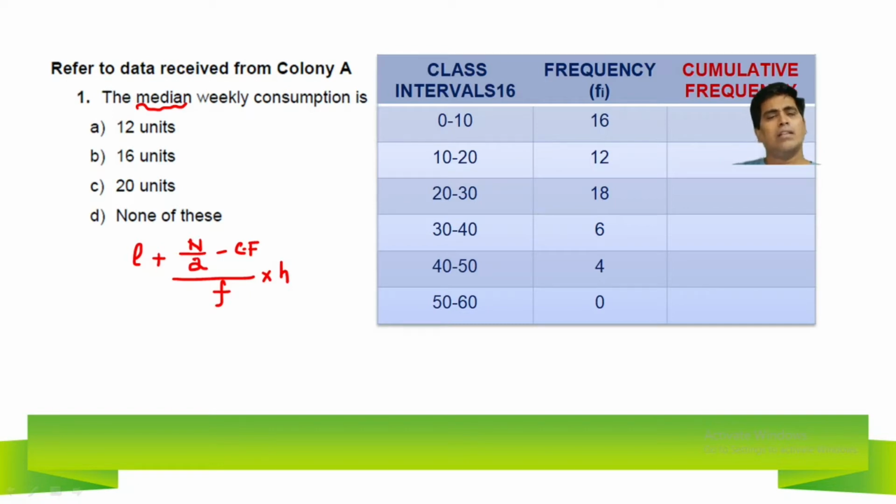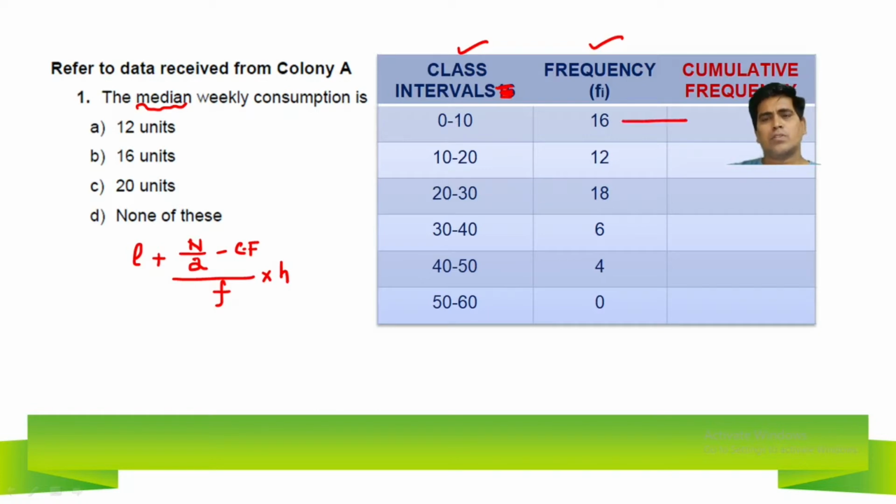Now to find all the values of L, CF, small f and h, we have to complete the table. So I wrote it here: the class intervals and the frequency. Now we have to find the cumulative frequency. So what is the cumulative frequency here?